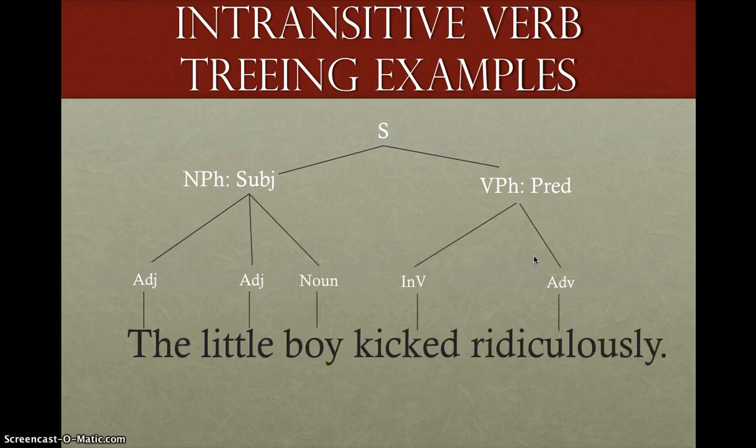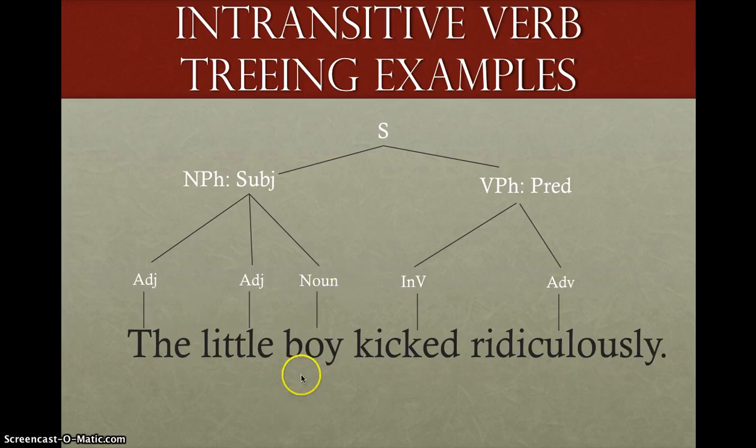All right, I'm going to kick it up a notch. Everybody ready? Here we go. I added one word, ridiculously. The little boy kicked ridiculously. Again, at the top, we separate our sentence between our noun phrase, which is our subject, and our verb phrase, which is our predicate. We will always have those two parts, okay?